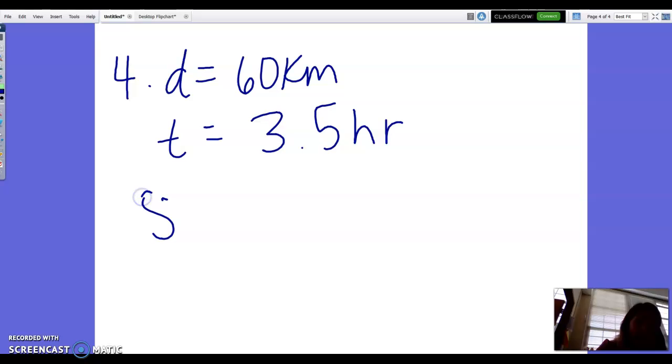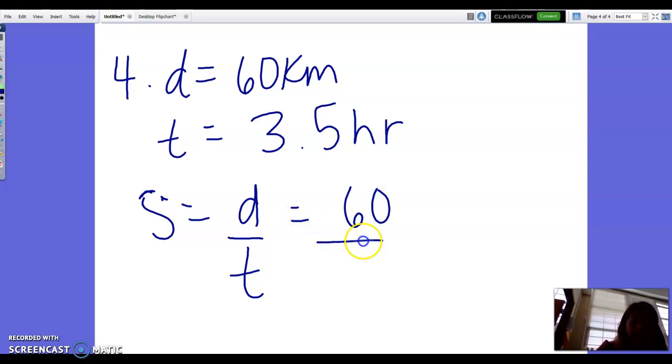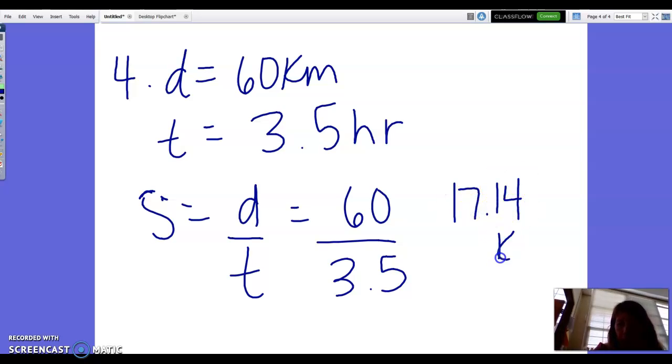So speed equals distance over time. So I have 60 over 3.5, and divide those out. And let's get, say, 17.14, and that is kilometers per hour. So that's a pretty good speed. I'm used to miles per hour. I don't know what that would be in miles because we're not in metric. Miles isn't metric, but they will be traveling 17 kilometers per hour.